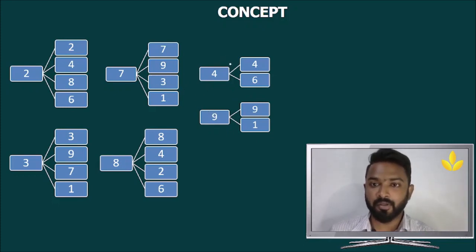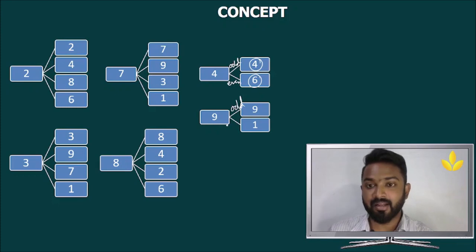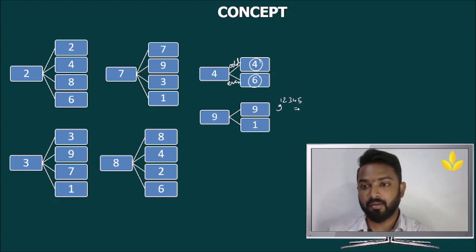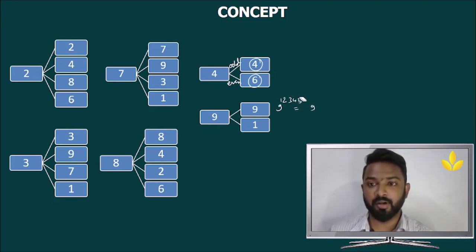4 to the power odd number will always end with 4. 4 to the power even number will always end with 6. 9 to the power odd number will always end with 9. 9 to the power even number will always end with 1. Okay, so for example, 9 to the power 1, 2, 3, 4, 5 will definitely end with a 9. And 9 to the power 1, 2, 3, 4 will definitely end with a 1. That's it.